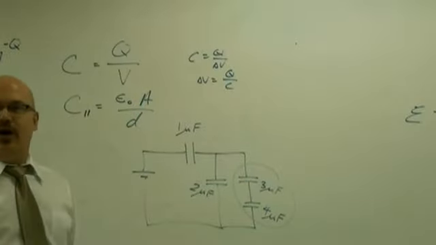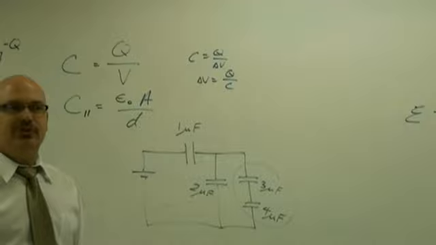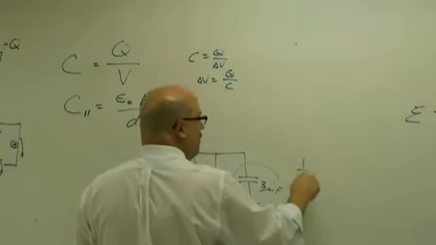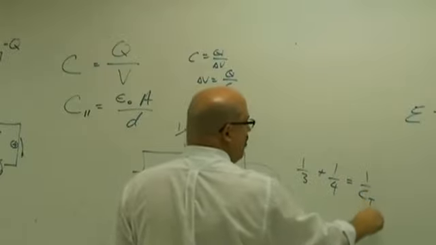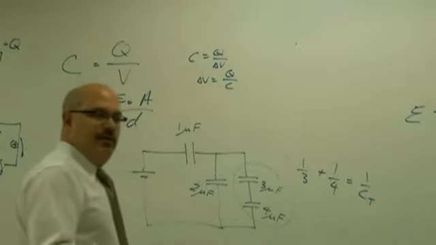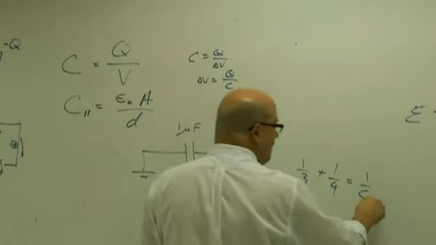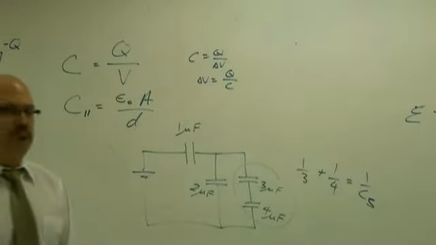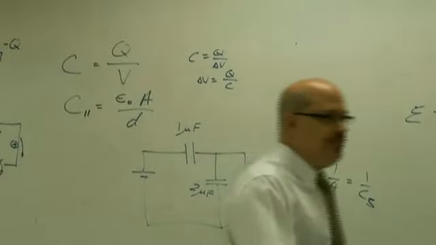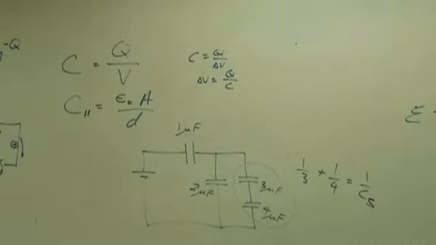Okay, when you add those two up, it's 1 over 3 plus 1 over 4 equals 1 over the capacitance total for what we have here, or capacitance in series. So that turns out to be a really weird, strange number. And then you add 2. Is that 1.7? Is that right?